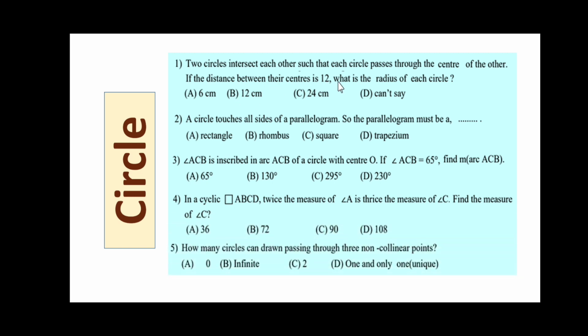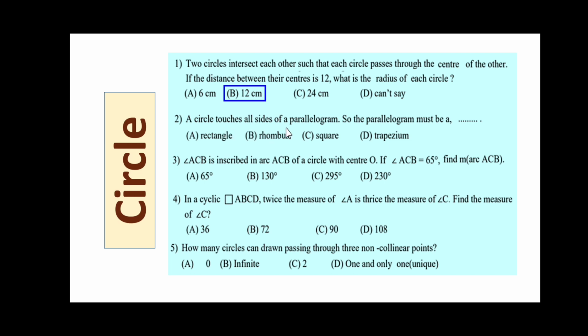Two circles intersect each other such that each circle passes through the center of the other. If the distance between their centers is 12 centimeter, what is the radius of each circle? So the radius will be 12 centimeter because those are passing through the centers of each other.